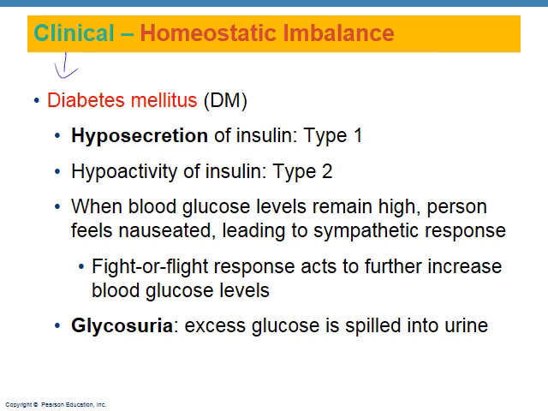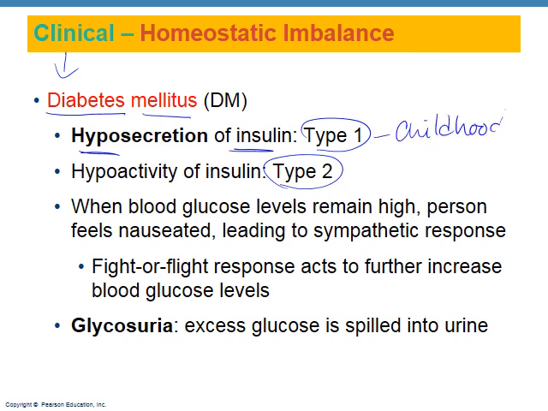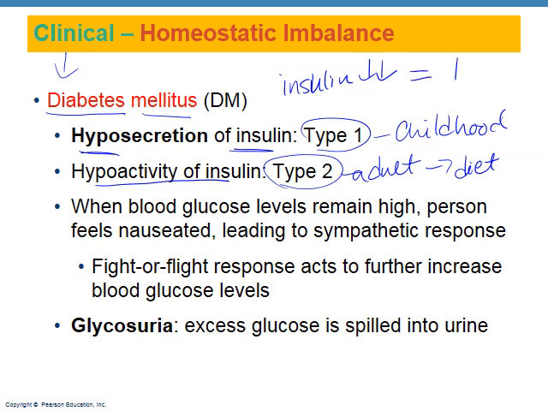So here's another clinical slide for you. What happens if you have diabetes? So type 1 diabetes or type 2, this has to do with hyposecretion of insulin. Usually type 1 is childhood. I'm being general here. Type 2 is usually onset in adulthood, and may have something to do with diet. So this just means your insulin is not working properly. So basically, if your insulin is low, what's going to happen? If you have low insulin, that also means you're going to have high glucose levels.